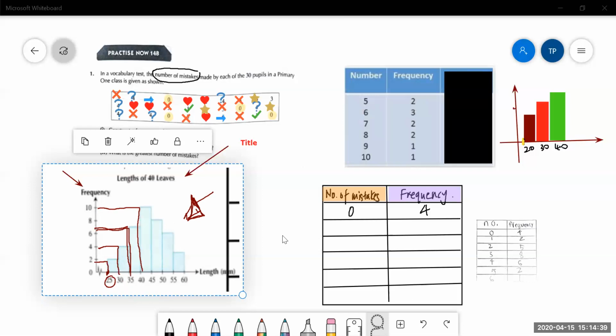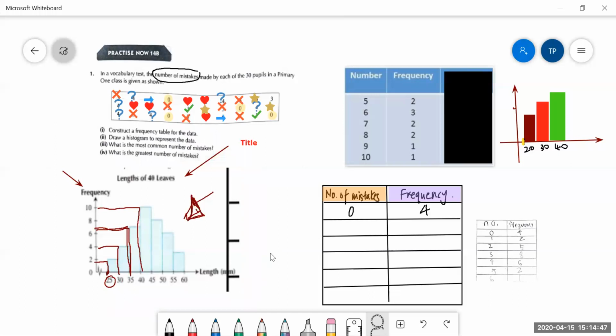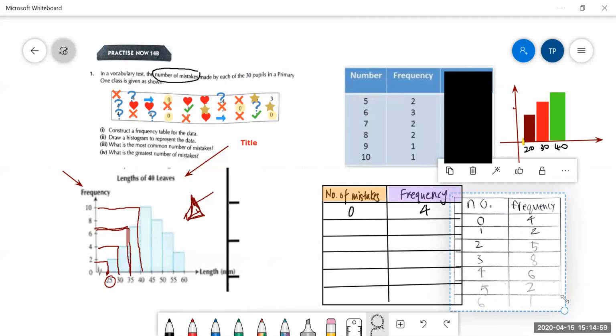Okay, can you show me a histogram? What do you have to use to draw the histogram? Ruler, and graph paper. Pencil. Yes, correct.